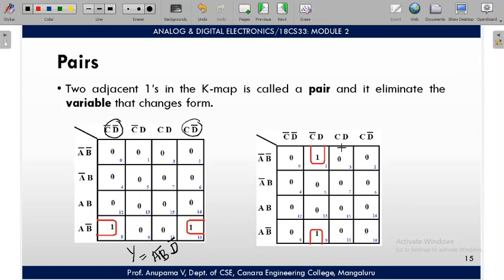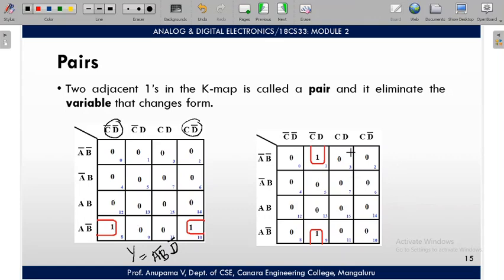In the next K map, cell 1 and cell 9 contain ones. If I roll the map or if I fold the map, these two cells become adjacent to each other. So we can form a pair by combining or grouping the ones at 1 and 9. Now how to write the simplified answer?